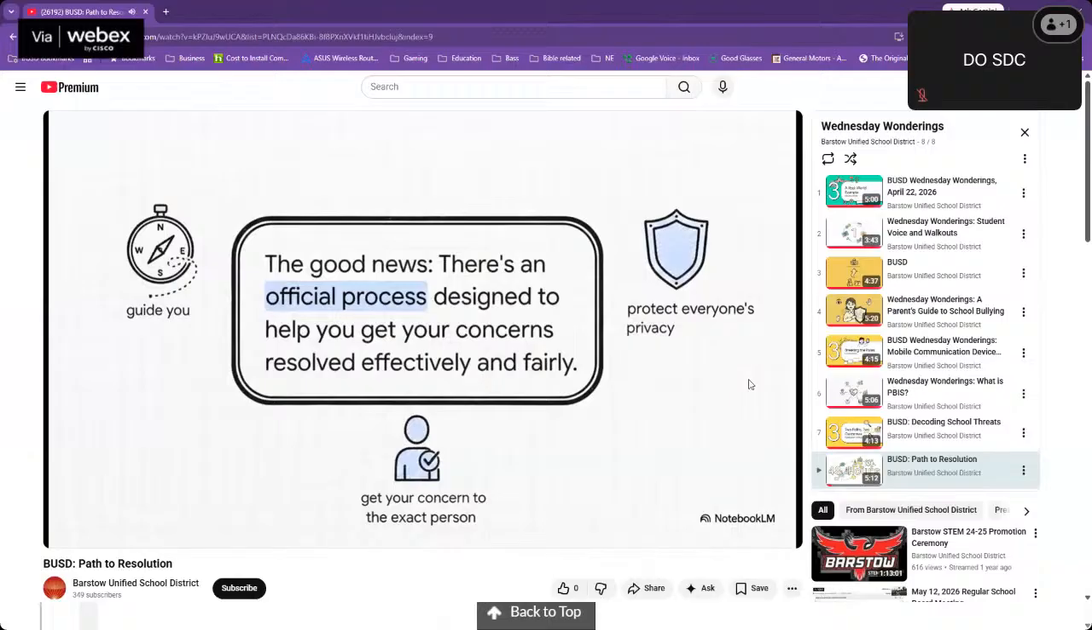The Barstow Unified School District actually has a formal process set up for this exact reason. It's a system designed to get you to the right person, protect everyone's privacy, and most importantly, get you a resolution. And following this path, it's not just a suggestion, it is hands down the most effective way to find a solution. Okay, so let's dive into that path.